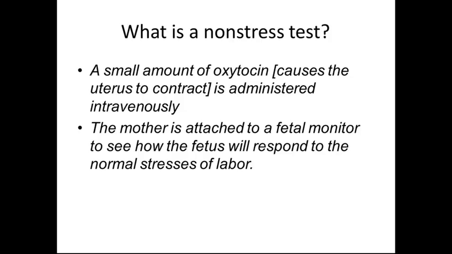If the fetus overly responds to the stresses of labor in an abnormal way, this is considered an abnormal test, and further testing will need to be done to prepare for later gestational weeks and for the birth of the child.